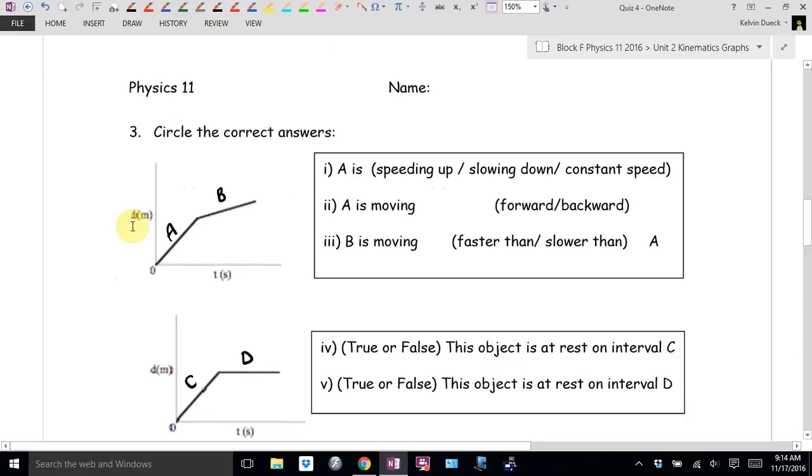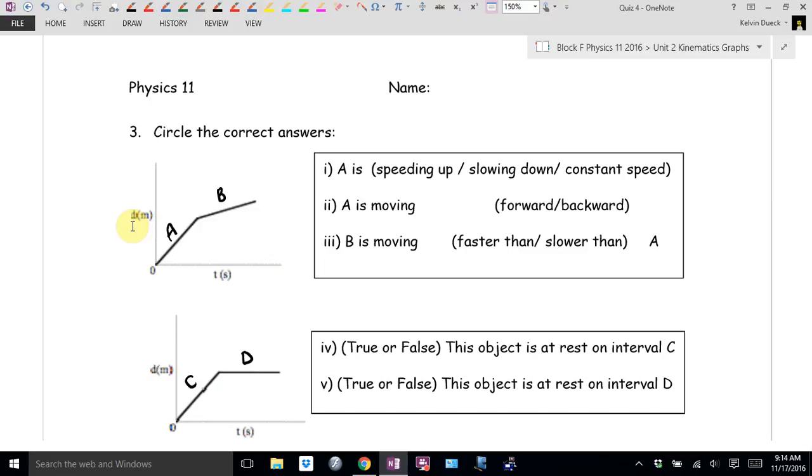Next page, circle the correct answers. They give me a graph. What kind of graph is this? Distance versus time. So the height is how far. The slope is how fast. Steepness up means forward. Steepness down means backwards. And steeper means faster. So for section A, what did you say?